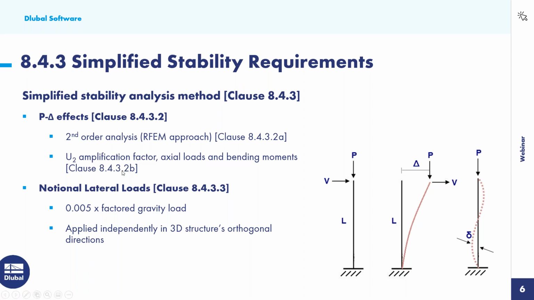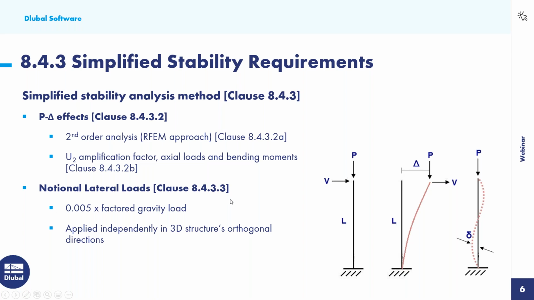The second requirement from this simplified approach is to consider notional lateral loads. And a notional lateral load is to account for global geometric imperfections as well as inelasticity effects. How we apply this is it's going to be a lateral load with the magnitude of 0.005 times the factored gravity load. So we can almost use this picture over here, where P is our factored gravity load. We'd multiply that by 0.005 and apply it to the top of these columns or at each story level, exactly how this force V is shown, this lateral load.